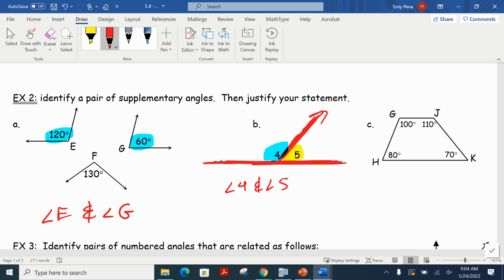Letter C. Go ahead and do that one. Just looking for the angles that are supplementary to each other.